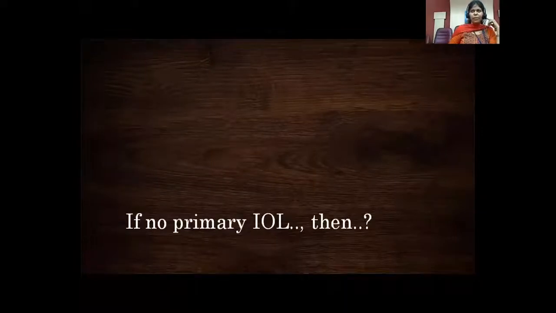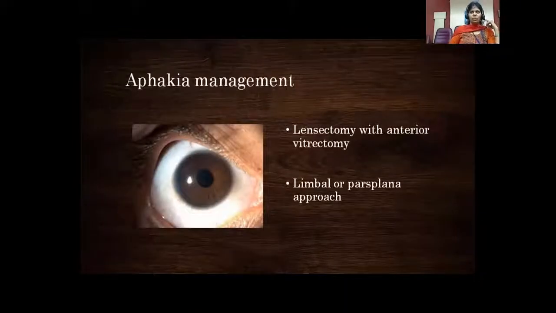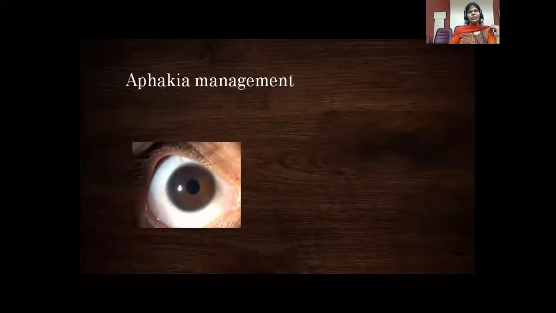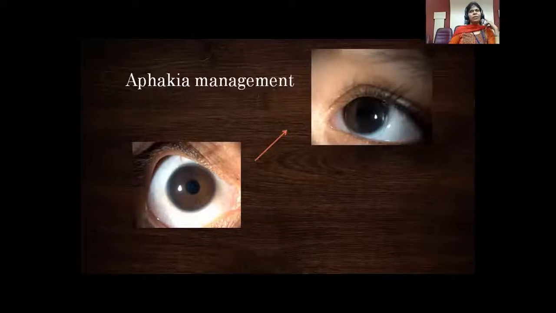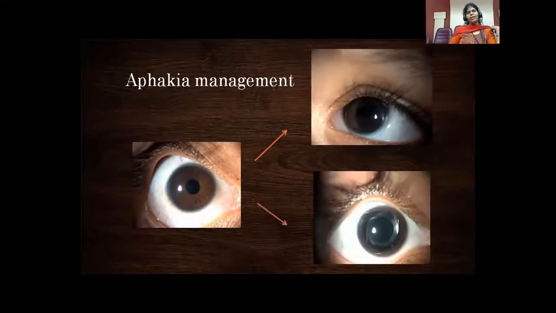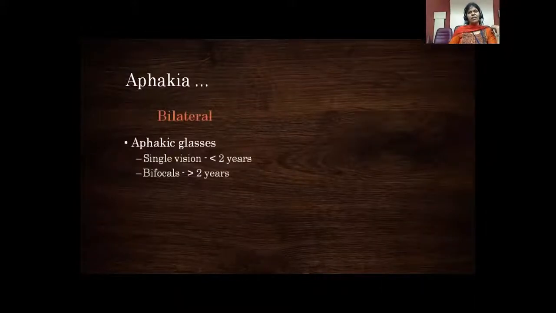So if no primary IOL, then what do we do? We have this unique situation in children, aphakia. How do we manage aphakia in children? Do we implant a contact lens like this child, or do we plan a secondary IOL? How do we manage aphakia in a child till we are able to implant a secondary IOL?